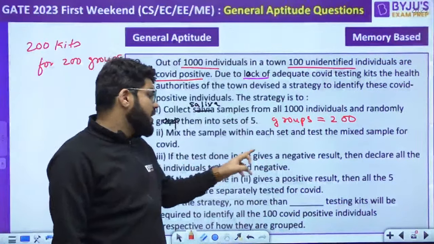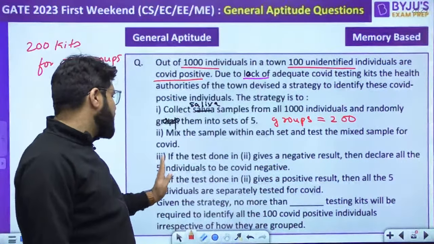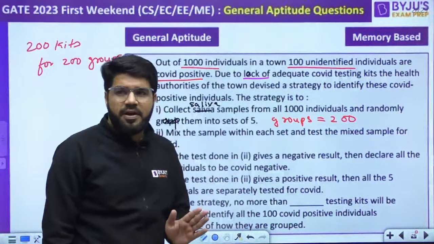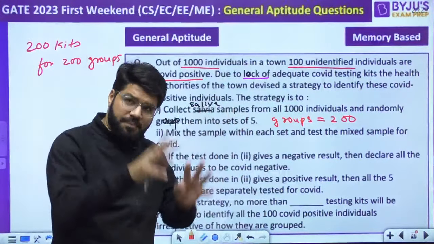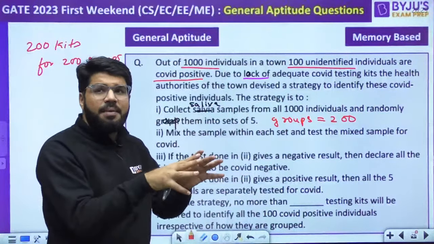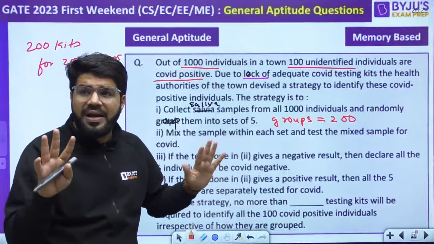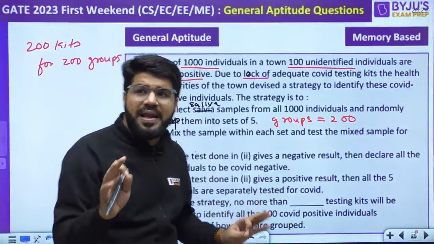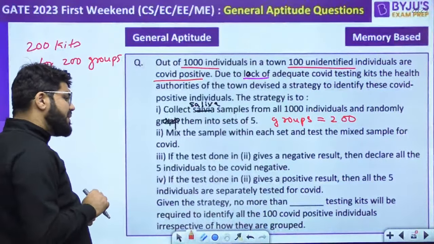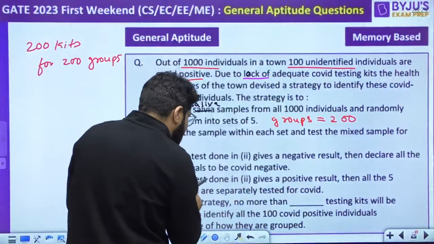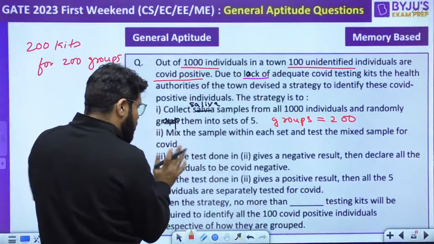If the test done in a group gives a negative result, then declare all the 5 individuals to be COVID negative. Because all the 5 samples were mixed, and that resultant sample does not show any positive sign, it's negative. So we can declare all 5 are COVID negative, and we don't need any more tests here.